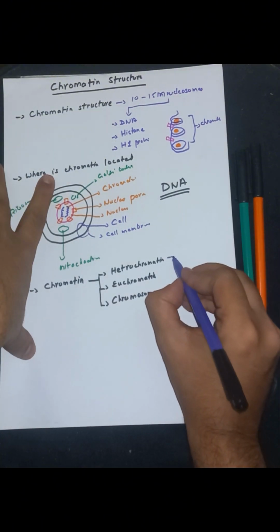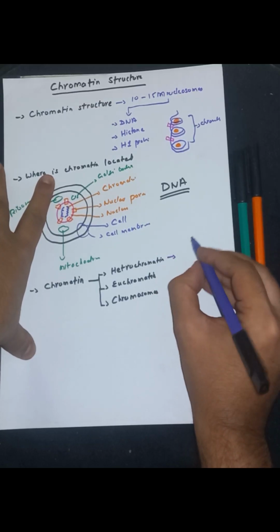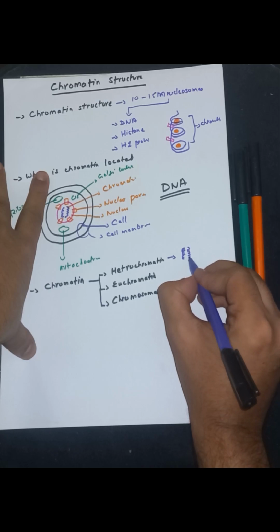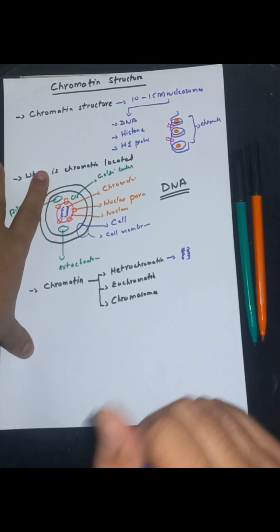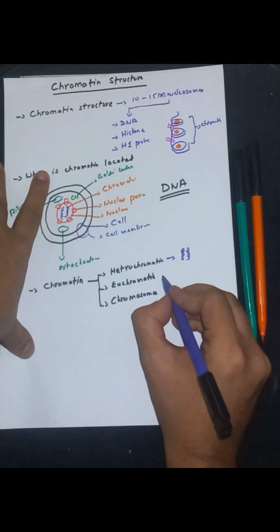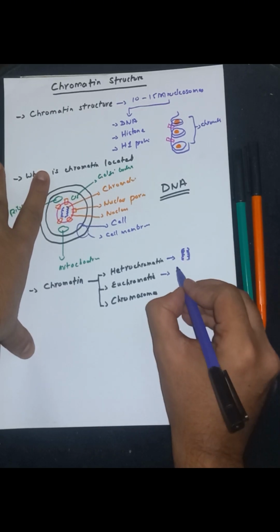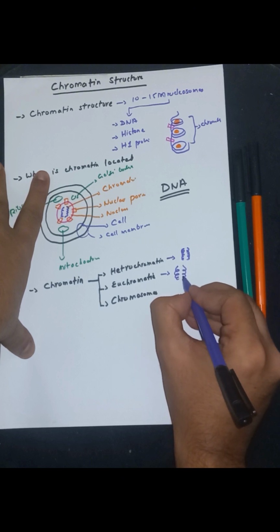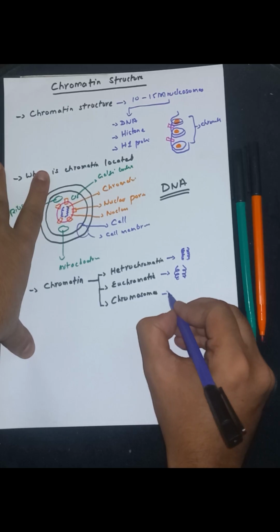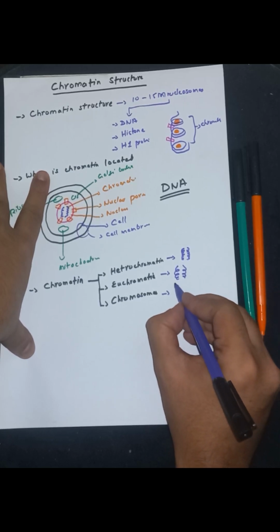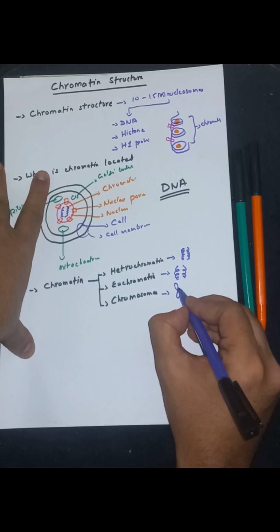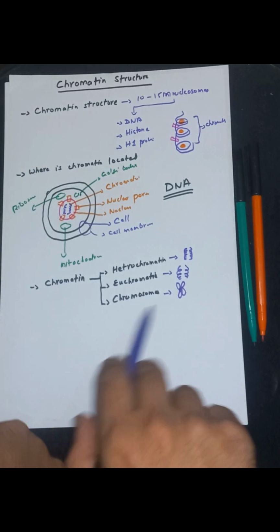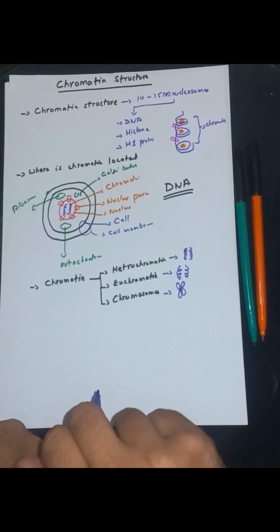Now see, heterochromatin has this type of structure. It is very tightly packed. And this is euchromatin. Euchromatin is very loose. And this is chromosome. It is hugely tightly packed, but it has two divisible bodies which we can see, so it means it can easily divide.